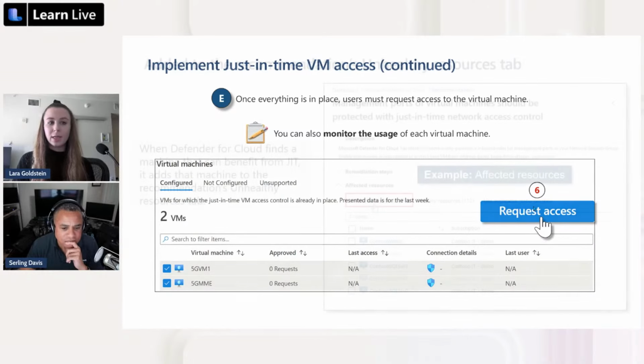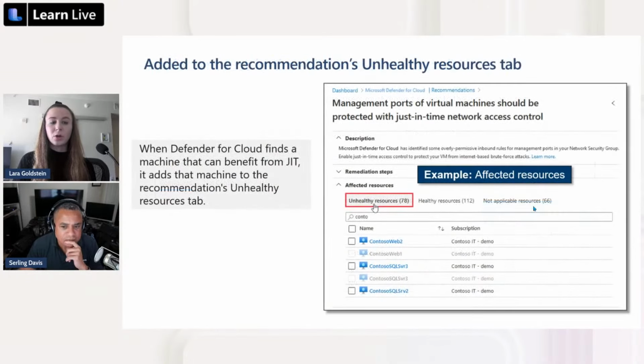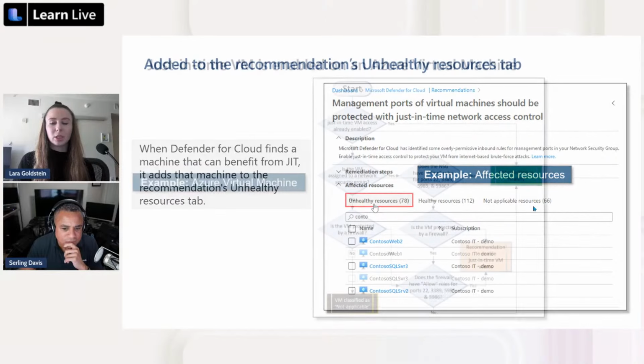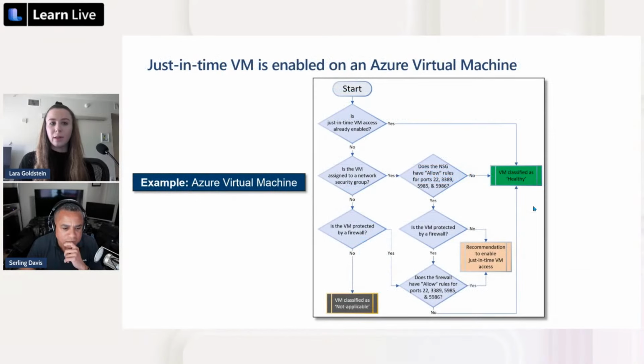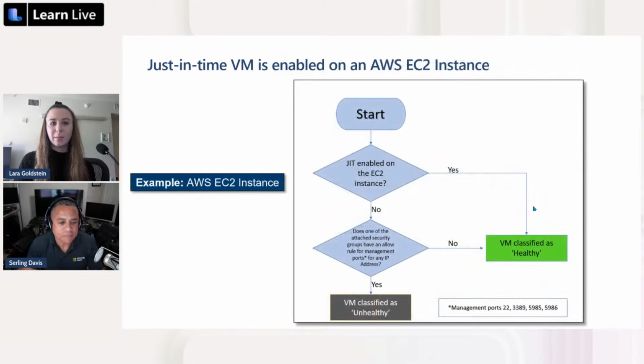For AWS, it's a different story. So in AWS, enabling just-in-time access revokes the relevant rules in the attached Amazon EC2 security group, and it blocks inbound traffic on the specified ports that you assigned when you enable just-in-time VM access in the first place.